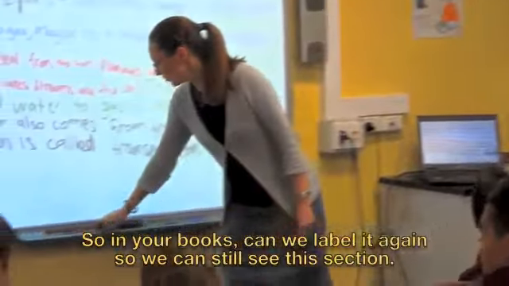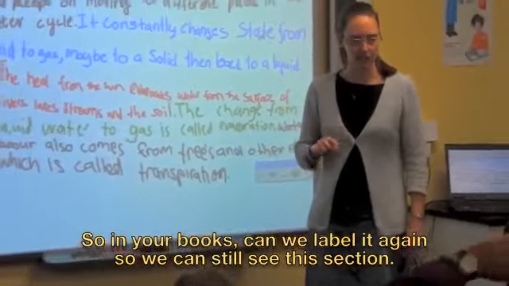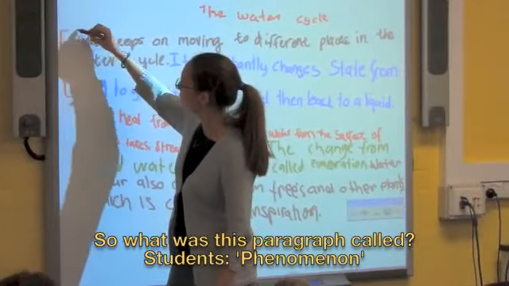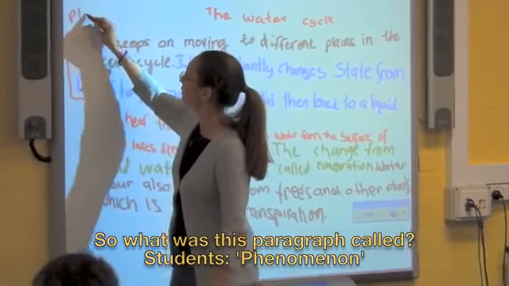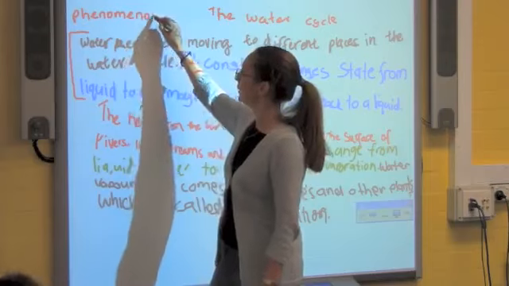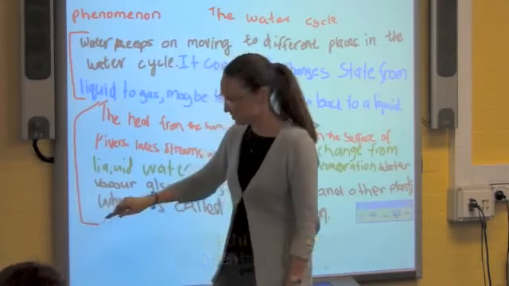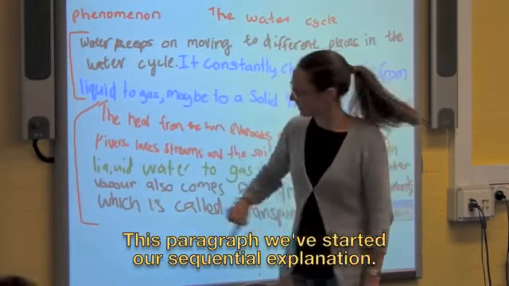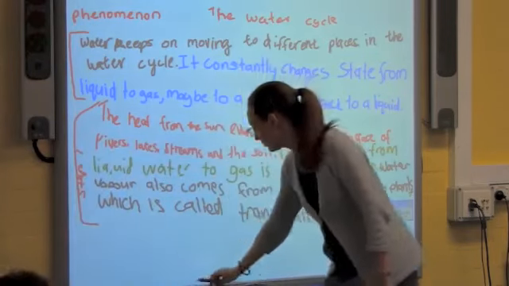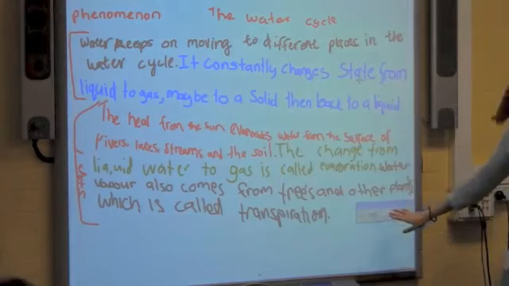Okay, so in your books, can we label it again so we can still see this section? So what was this paragraph called? Phenomenon. Yep, and this one? Step 1. This paragraph, we've started our sequential explanation. Step 1. Good. Okay.